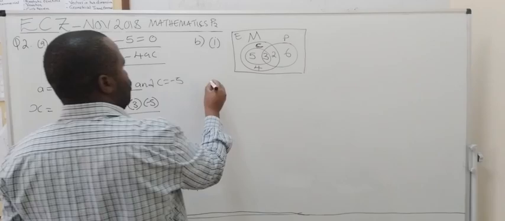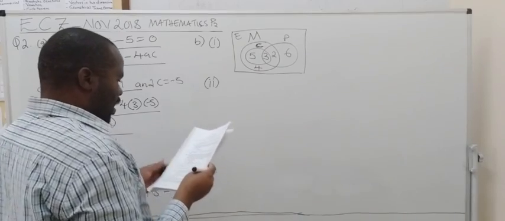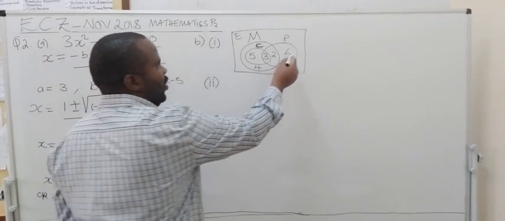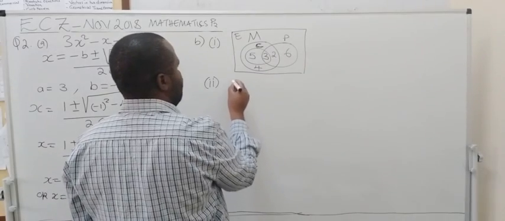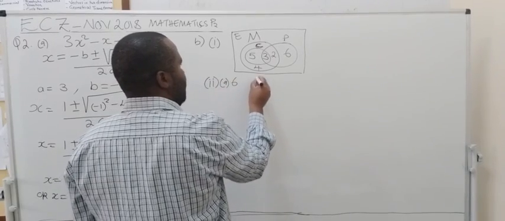Roman numeral 2. How many students study physics only? Physics only, you can see that. Just physics, there are 6. So this is 6. That is A. Alright? B.